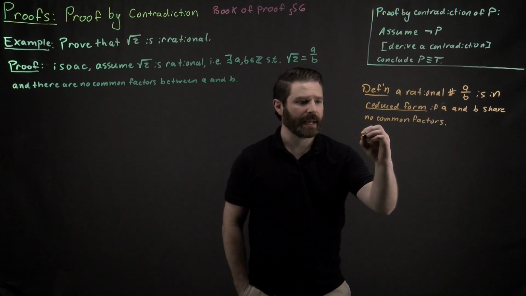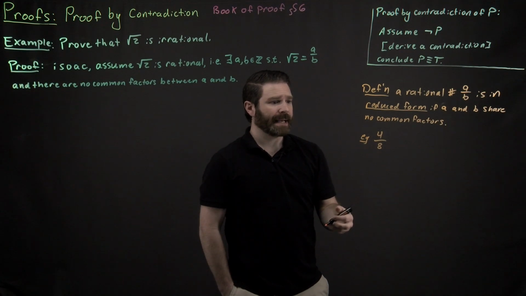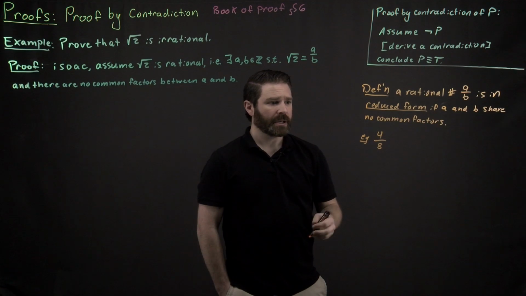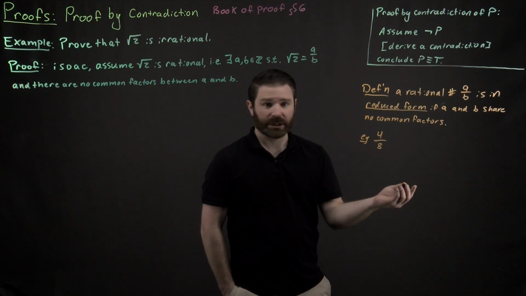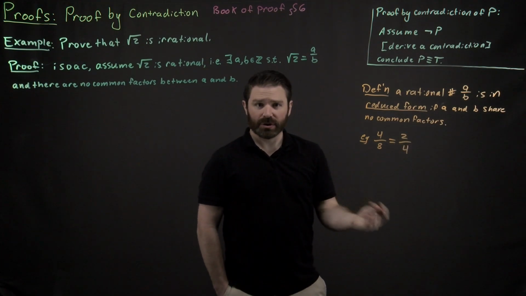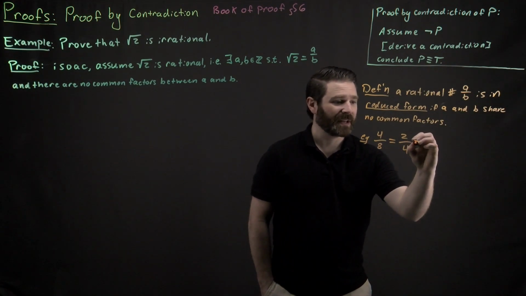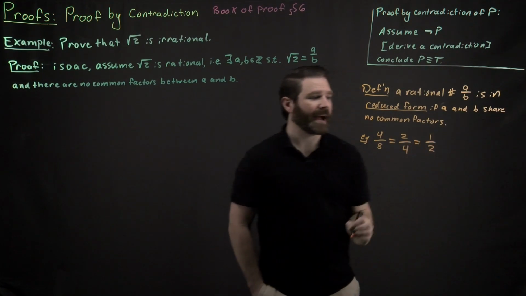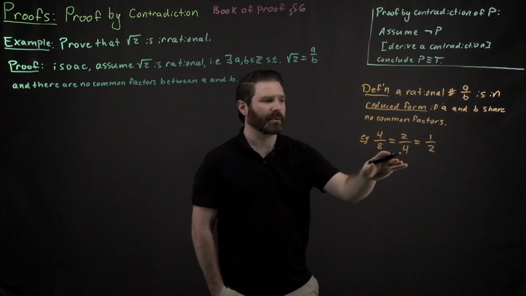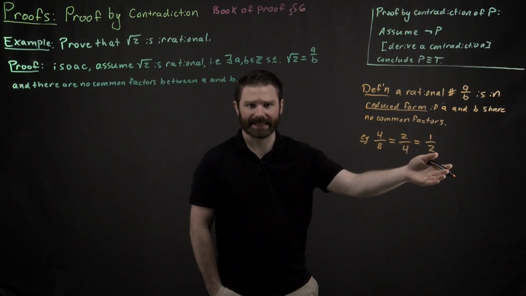So for example, if you had this rational number, 4 over 8, it is not in reduced form because both the numerator and the denominator share a common factor. In particular, they share a common factor of 2. So this thing is the same thing as 2 over 4. That's also not in reduced form because our numerator and denominator share a common factor. So factoring out a 2, I end up with 1/2. Now it's in reduced form. And that's basically how you would prove that every rational number can be put in reduced form. You just keep factoring things out and canceling them until you can't anymore.